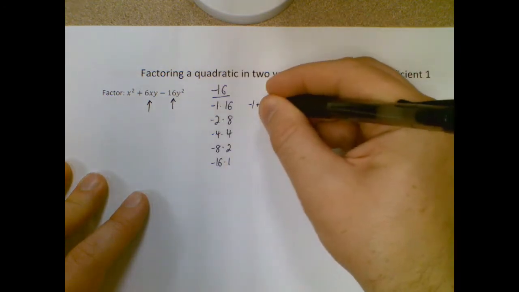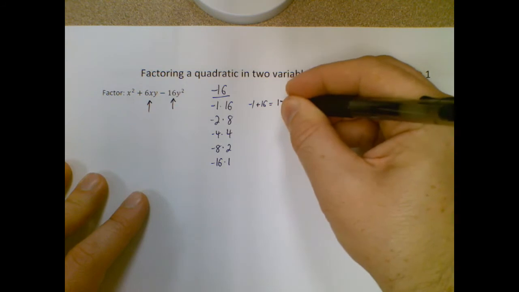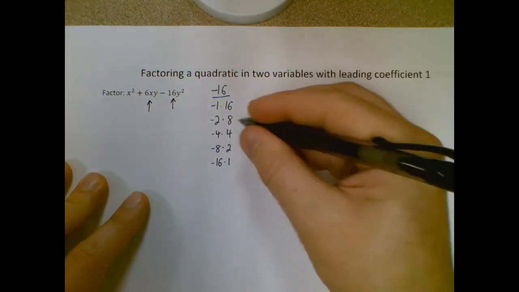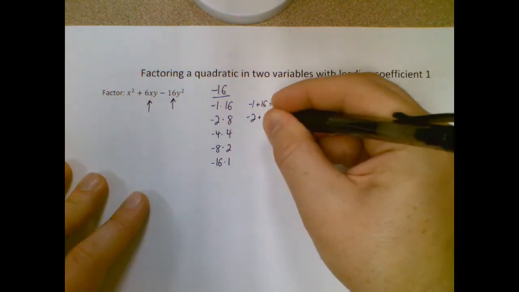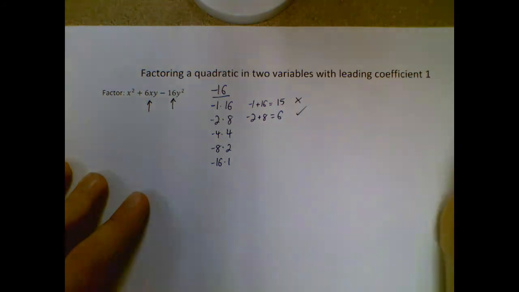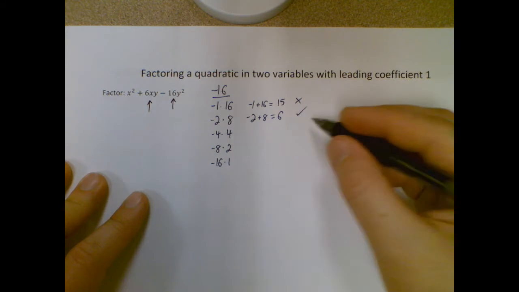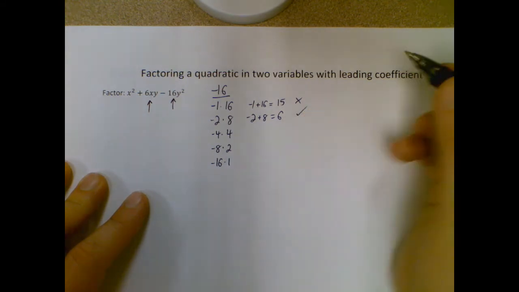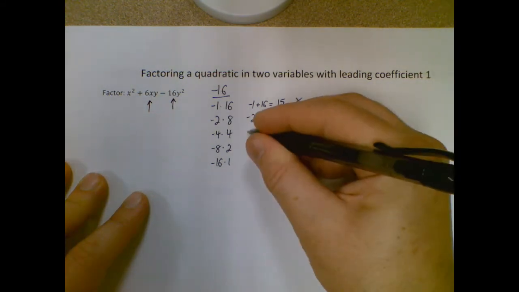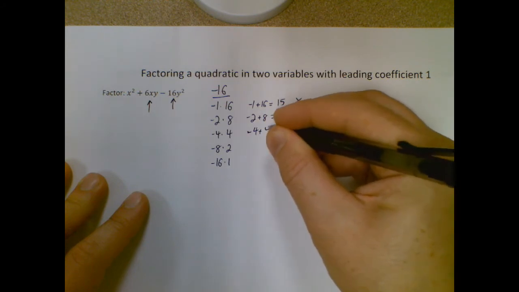So I want to find a pair, one of these pairs that adds up to 6. So -1 plus 16 is 15, so that's not going to work. This one's -2 plus 8, which is 6, which is what I wanted. Only one of these should work. I'll run through the other ones just to show you, but normally we would stop here and be done. But just to show you that only one of them is going to work.